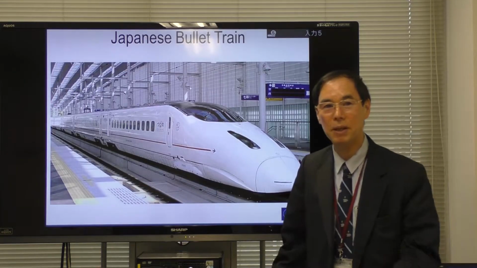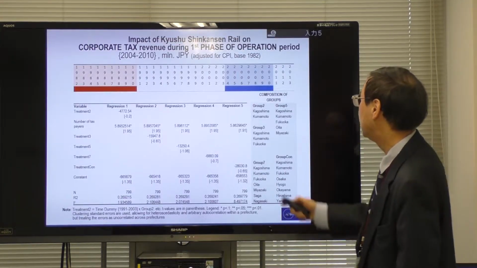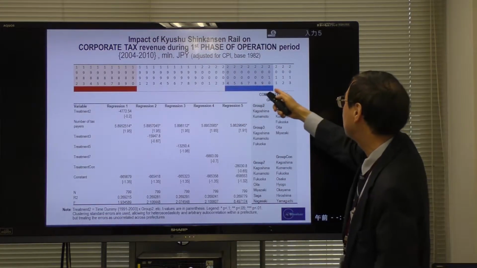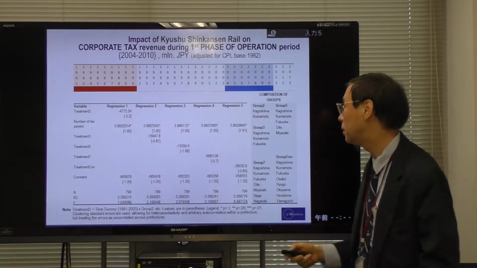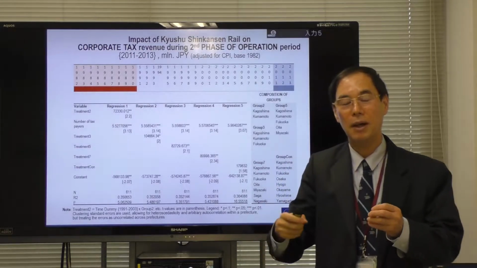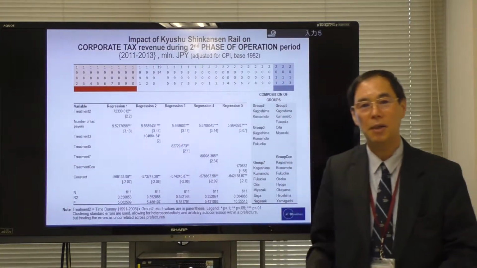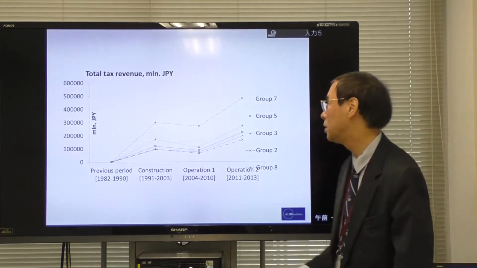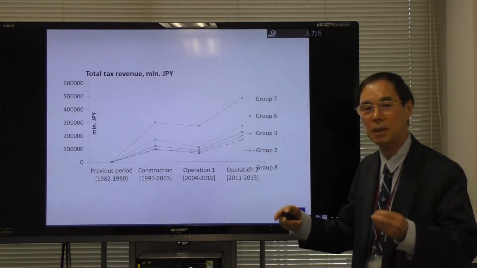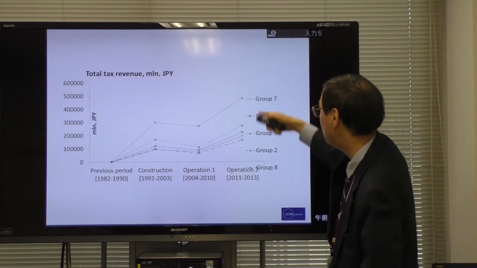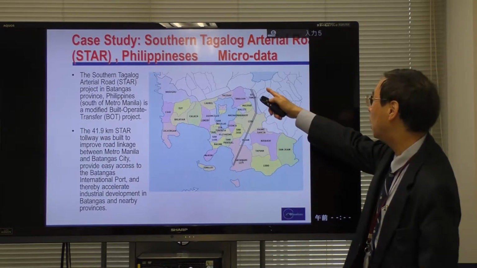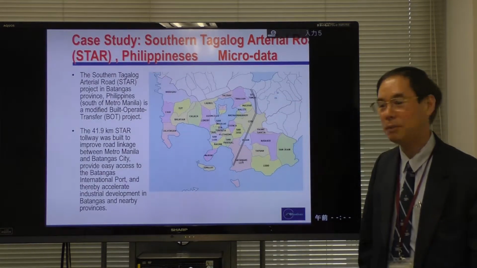And this is a case of the Japanese bullet train. Again, the completion of the railway was 2004, but in the first 6 years there wasn't so much impact. But after 2011, the connectivity of the region has been completed to large cities. Then the impact became very large. And as you can see here, after the connection with large cities was completed, the tax revenues in the region drastically increased.